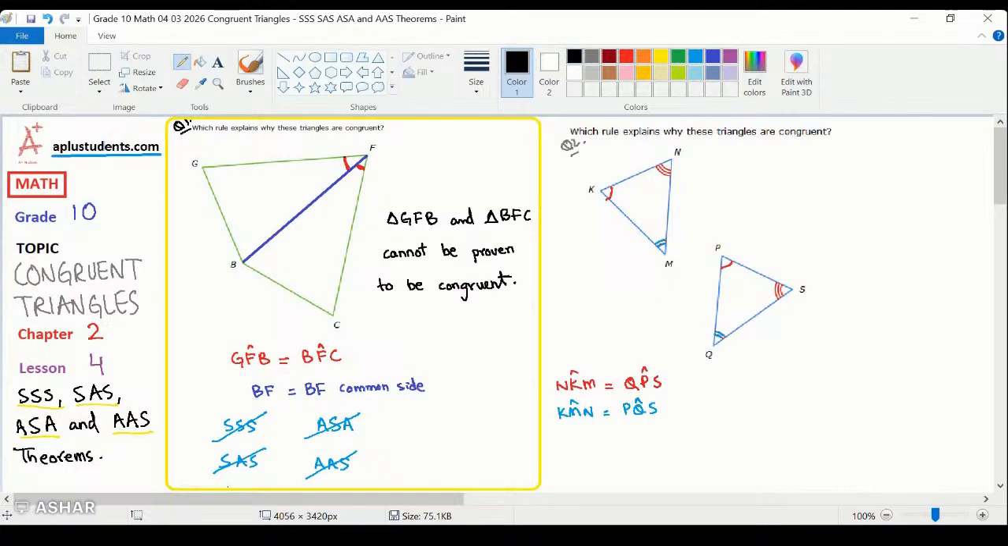Okay. And the last angle, that is KNM, is equal to PSQ, right? What they are telling us is the three angles are exactly the same, right? But what they are not telling us is whether the lengths are equal or not. The lengths could be larger in ratio.